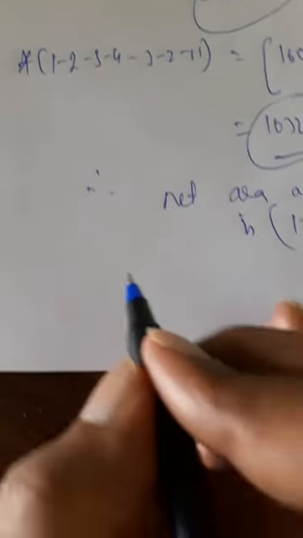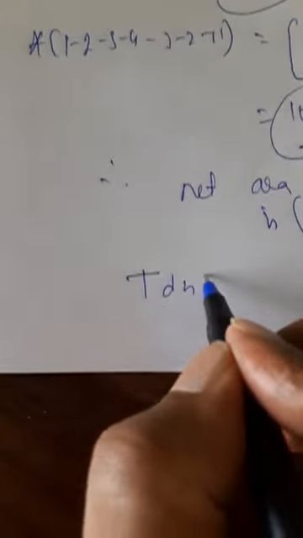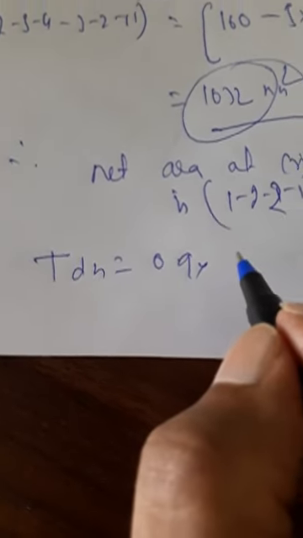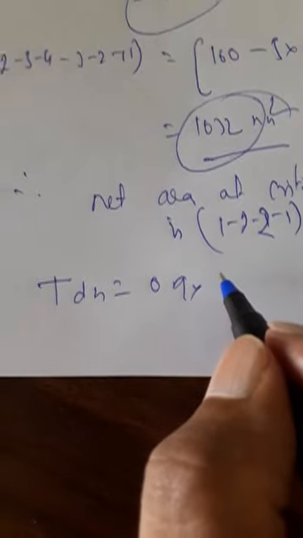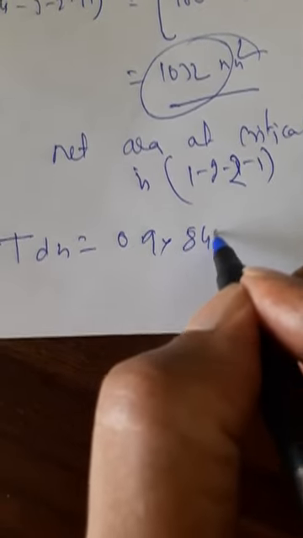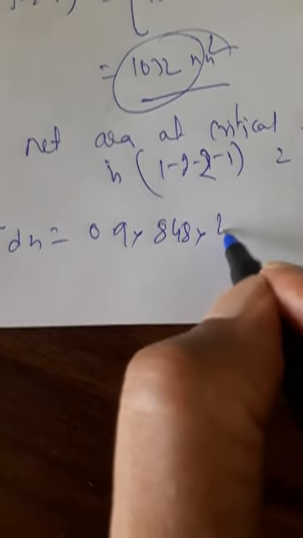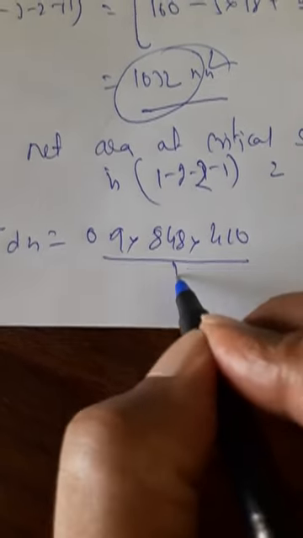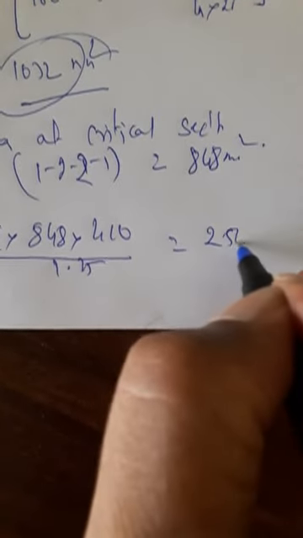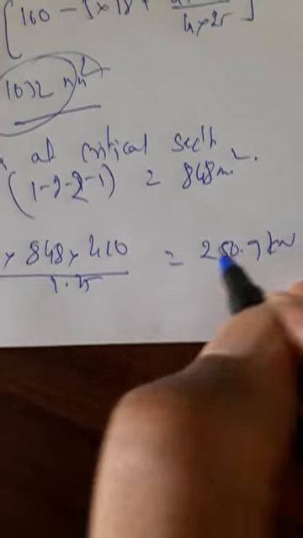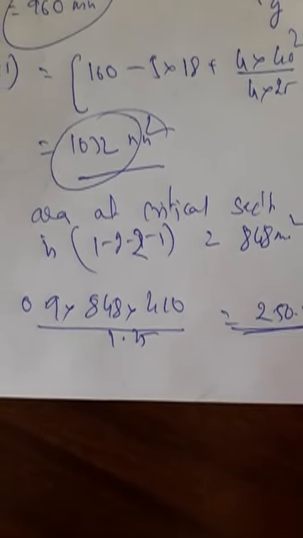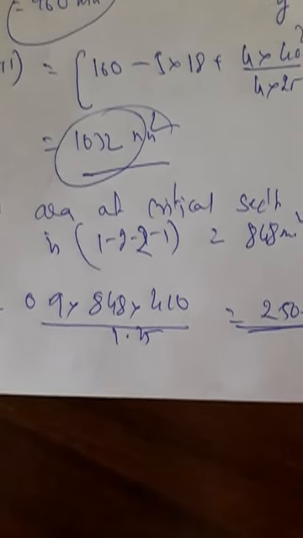So substitute the values in TDN. TDN is equal to 0.9 into AN, the net area, 848, into Fu 410 divided by 1.25. So you have the value 250.9 kilonewtons. Now for diamond type of bolting, there is no need to calculate block shear. Only this much is sufficient.